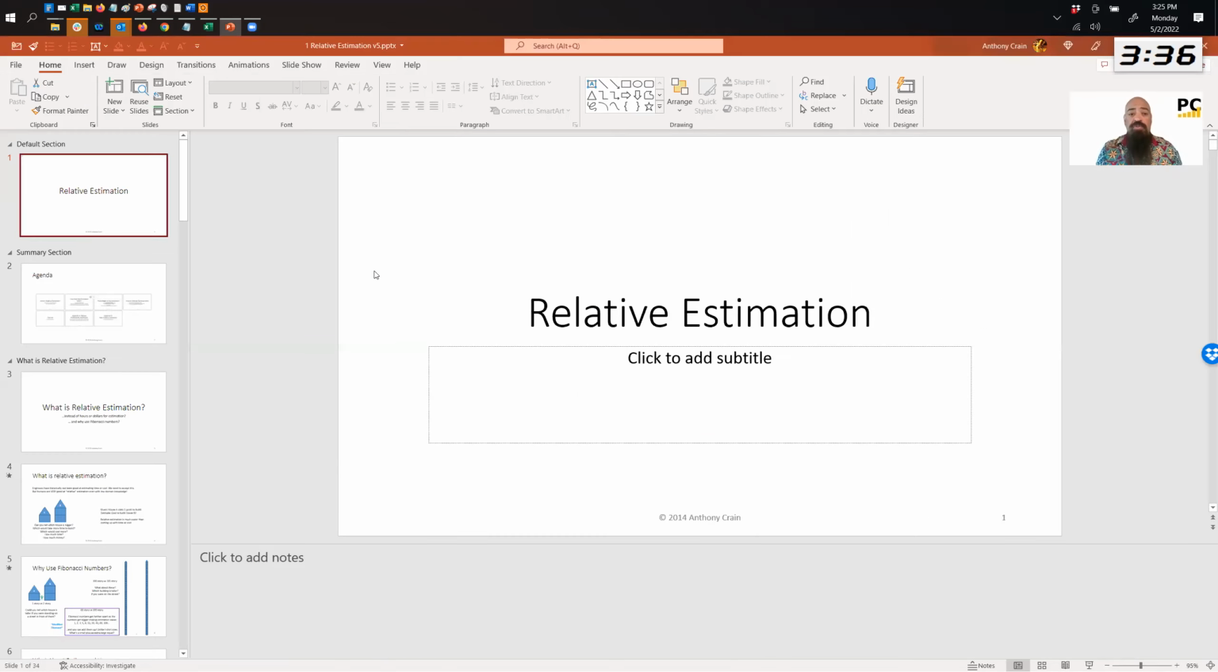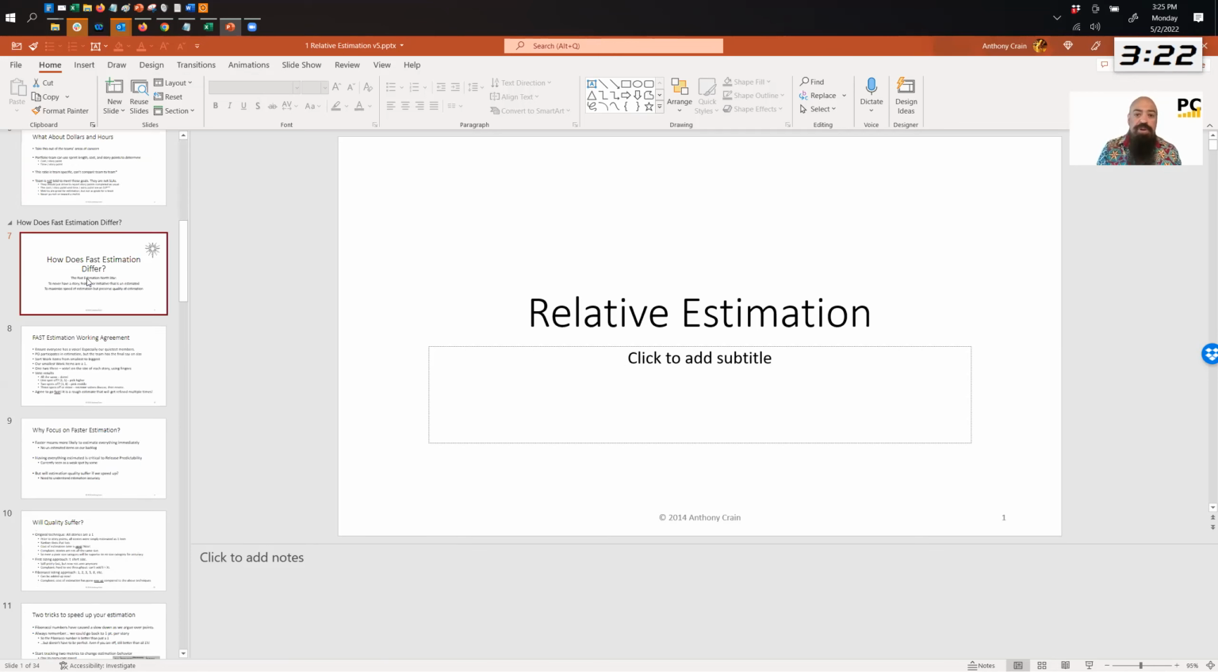So we have here the relative estimation deck. Now, fast estimation assumes you already understand relative estimation. So if you don't, please go watch our relative estimation video, which we've already shot last time. And so now you can build on that with the fast estimation. So I'm going to skip to the fast estimation part here.